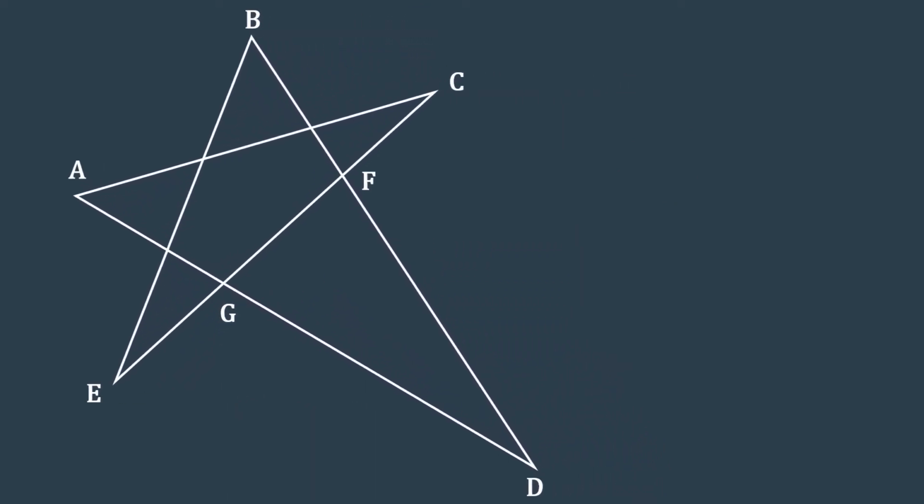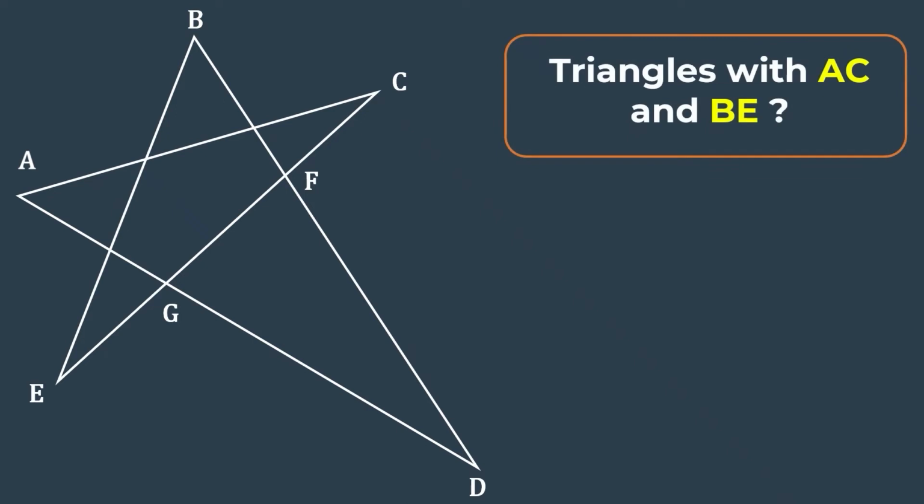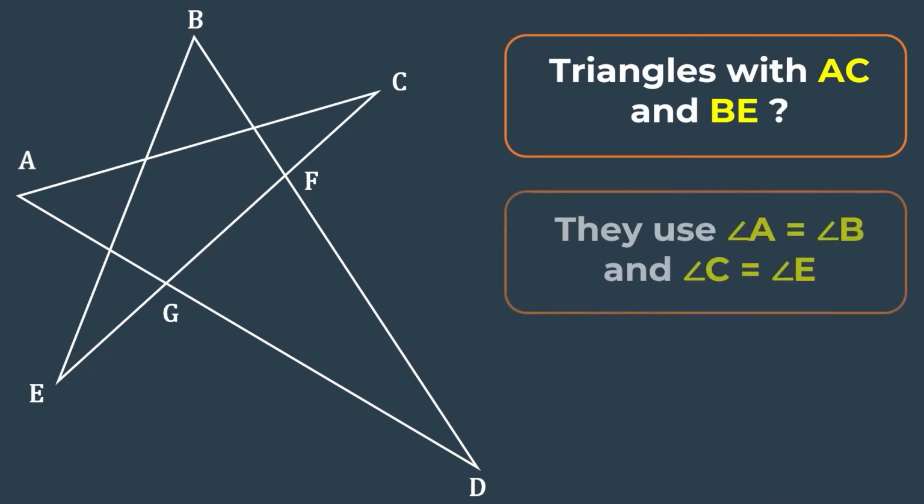Need a nudge? Let's break it down. Hint 1. Look for a pair of triangles that contain our known equal sides, AC and BE. Got it? Hint 2. To prove them congruent, these triangles will also use the given equal angles.